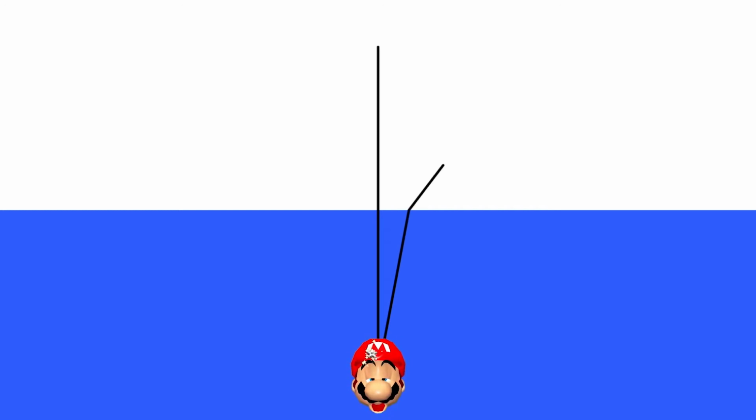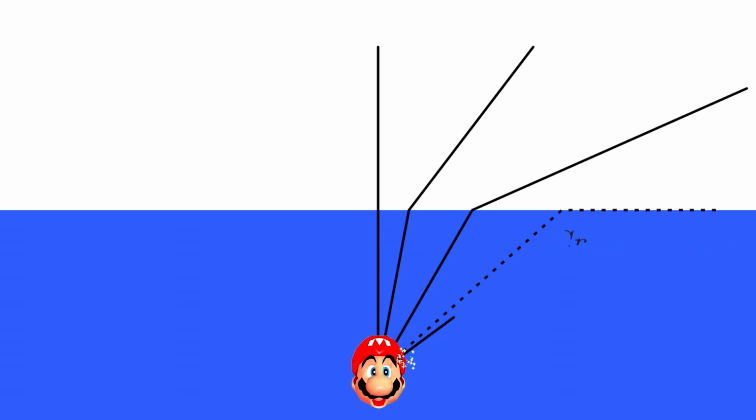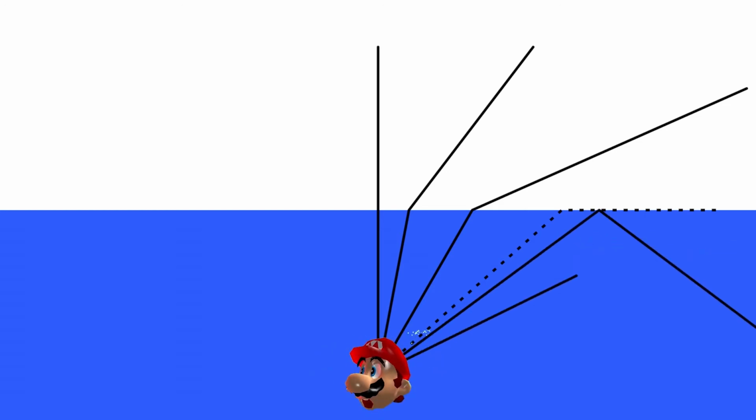The idea is somewhat the same. At smaller angles, the light can escape, but at one angle called the critical angle, the light will bend and align with the surface like so. And any light going at a greater angle will just bounce and reflect into the water, just as I showed you earlier with the barrels.